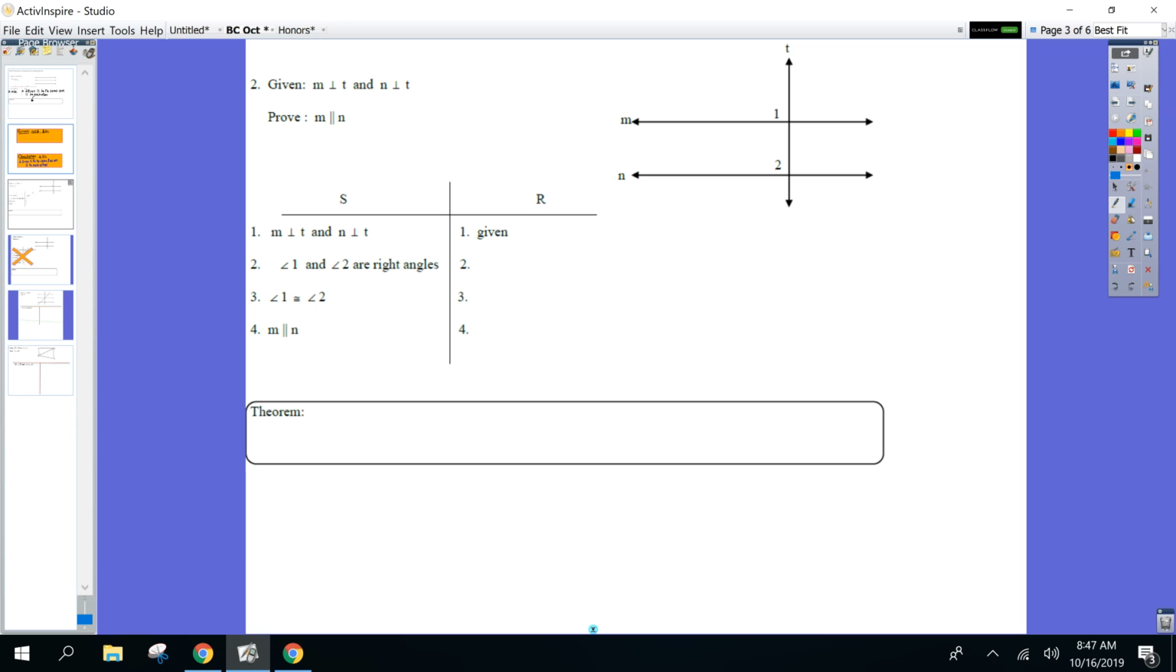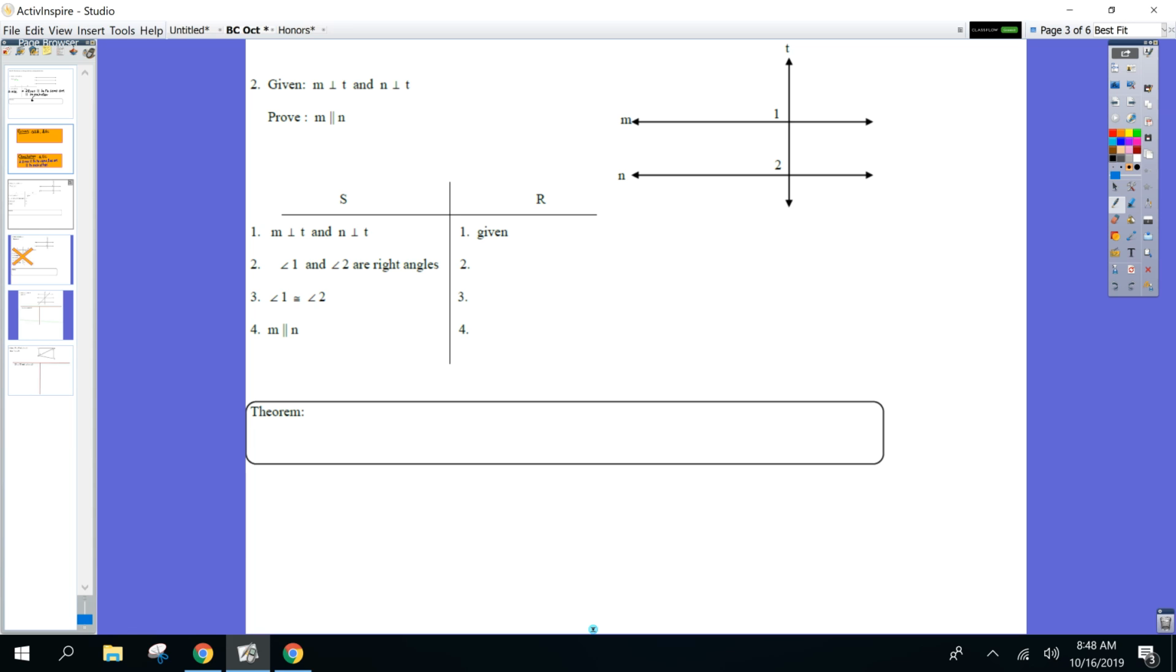All right, so look at my givens. M perpendicular to T and N's perpendicular to T. So what am I giving you here? I'm giving you 2 lines, M and N, that are what? Perpendicular to the same line. So you would think, based on our last theorem, that they would be perpendicular to each other. All right, well, that's not the case. Let's actually find out what happens here. So m's perpendicular to t, n's perpendicular to t.